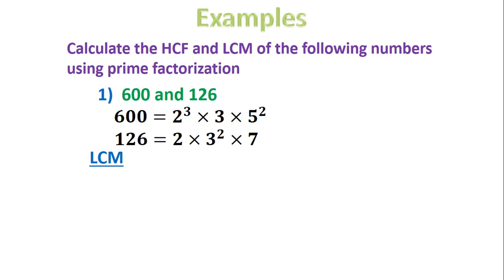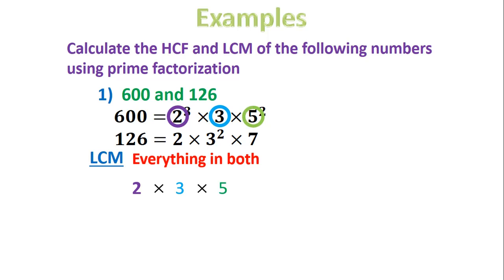Now we look at the lowest common multiple. Lowest common multiple. And when we're doing lowest common multiple, it's everything in both. So let's have a look. There's a 2, so we write 2. There's a 3, so it's times 3. There's a 5, so it's times 5.